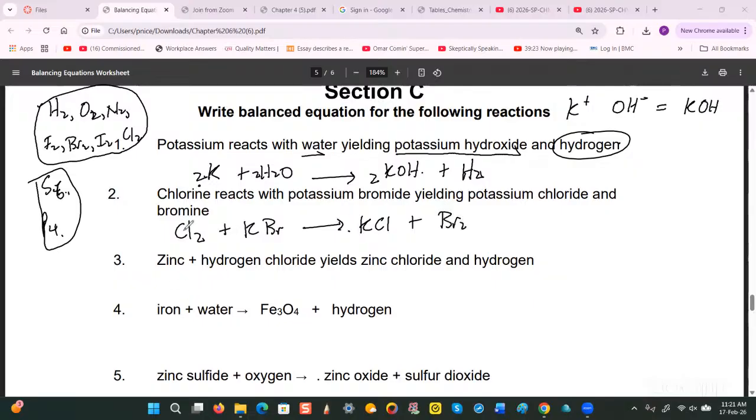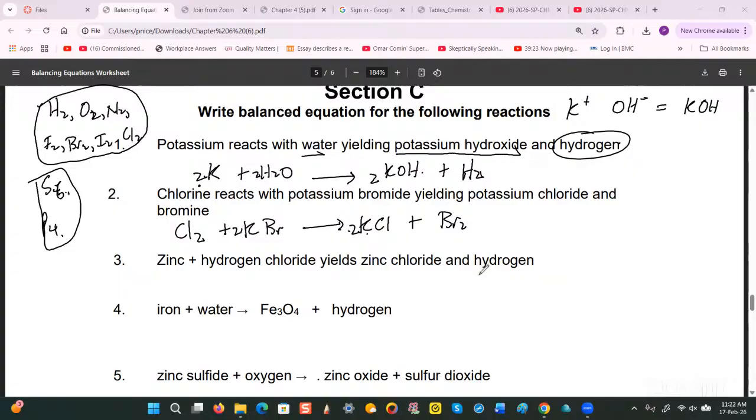And that would be the unbalanced equation. So now we have to balance it. So how would you go about balancing it? 2 goes here, and 2 goes here. And that would be the balanced equation. All right. Any questions about this? Okay. The next one.